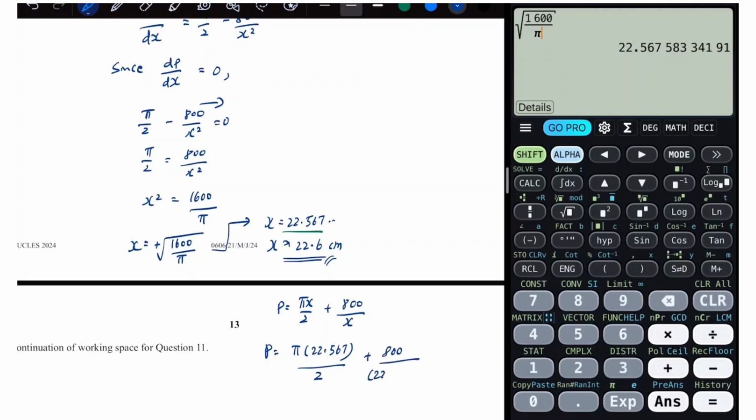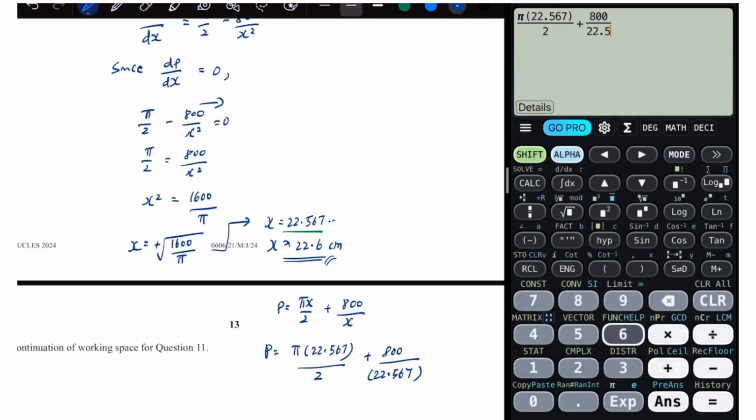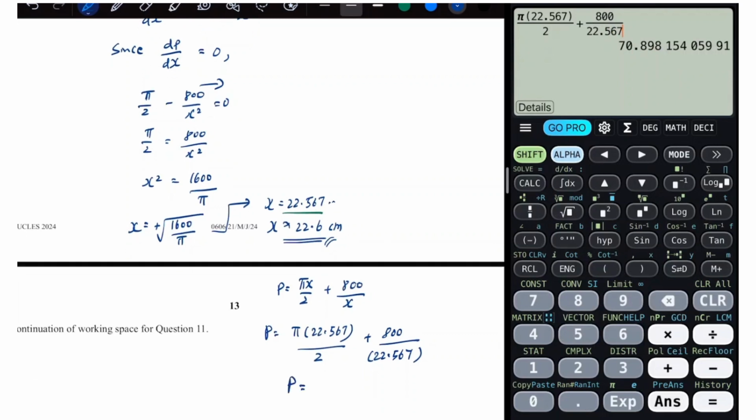Over 22.567. Close it. Pi 22.567 divided by 2 plus 800 divided by 22.567. So our total perimeter, the minimum perimeter that we can do, is 70.9. Round it off to 3 significant figures. This will be your final answer.